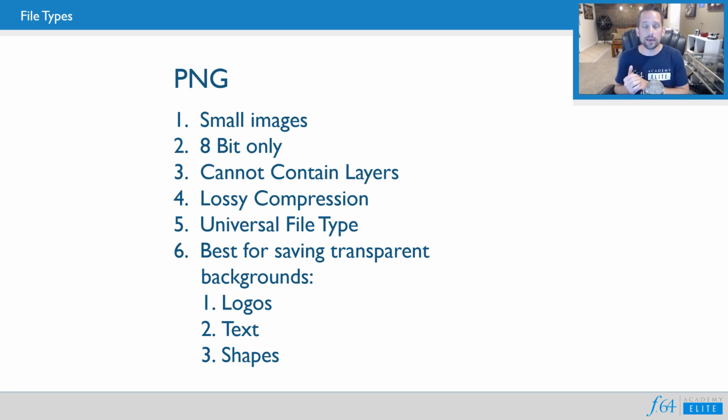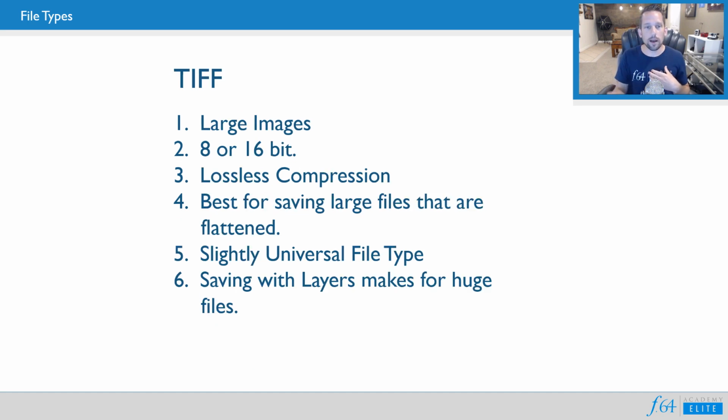A PNG, on the other hand, is very similar to a JPEG. It's a small image, 8-bit data only. It cannot contain layers. It does have a lossy compression to it. It is a universal file type, but it's actually best for saving transparent backgrounds. A question I get a lot is, I've got a logo and it's got a white background on it. How do I get rid of that? Well, before you flatten down the logo that you created, make a transparent background so that there's no background there, and you can save that logo with a transparent background around it. So when you upload it to the web or if you put it on a t-shirt, you don't have a white box around it. We'll talk about PNGs when we get into Photoshop.